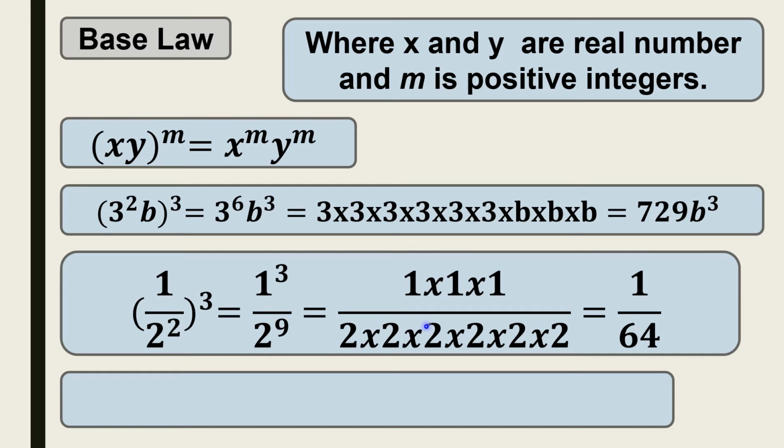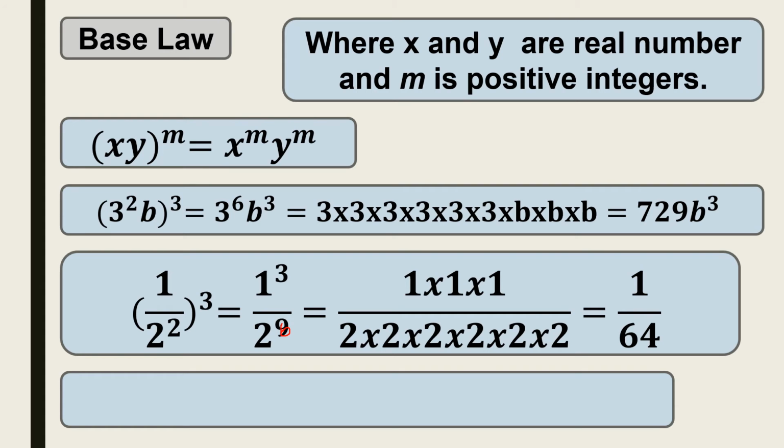As you may see in the base law, this is a division part. So this is 1 over 2 squared. So you just distribute 3 here, and then 2 times 3. Oh, that is 2 times 3, I forgot to write. That is 6. So sorry for that. So that is 6.